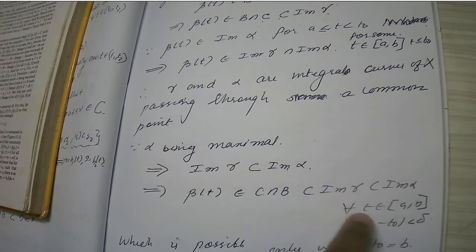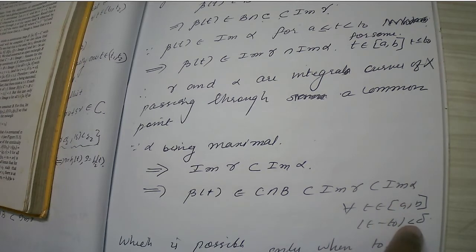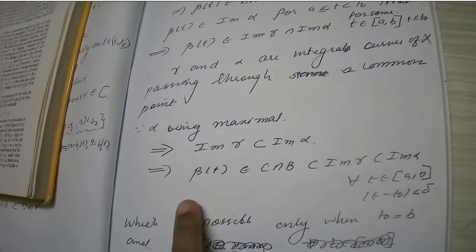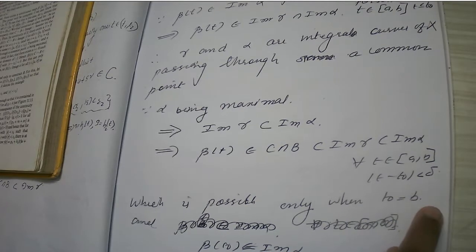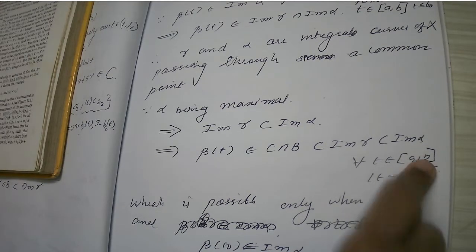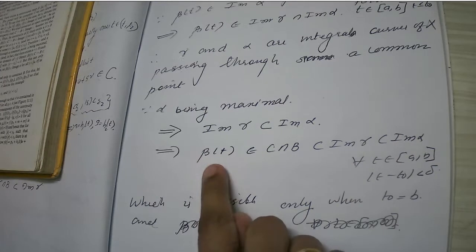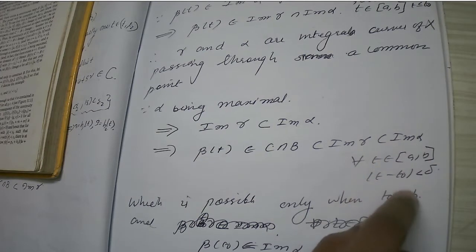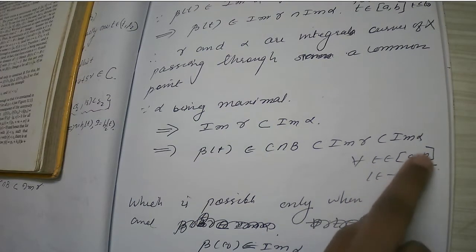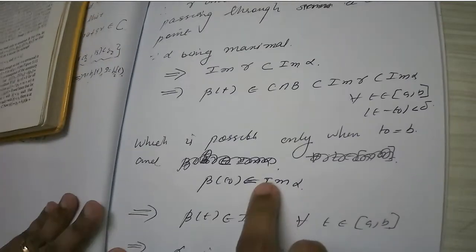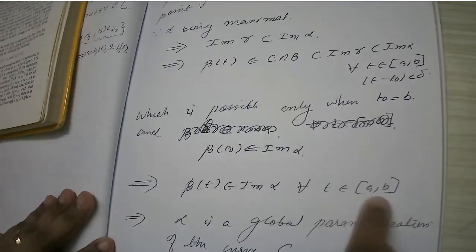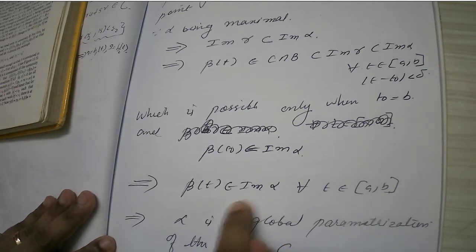So, for all t in the closed interval [a, b] with |t − t₀| < δ, which is possible only when t₀ is equal to b. So that means up to b it will go, so that β(t) will come as an image of α. That t₀ should be up to what? It should go up to b. That means β(t) is an element of the image of α. So, for all t in the closed interval [a, b], this is going to be true.